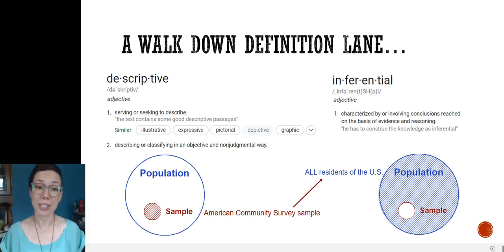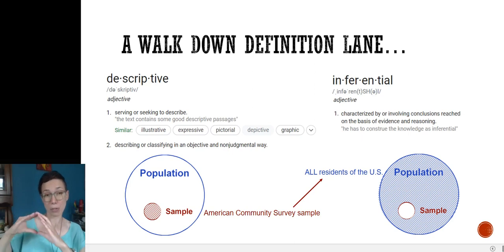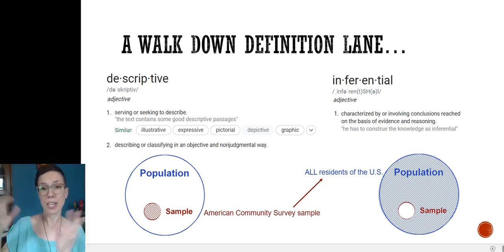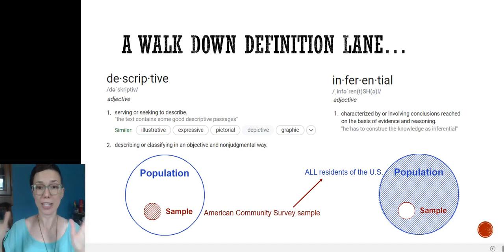Most often we see examples like the American Community Survey where we're having a much smaller sample, we're having a much smaller group within the population. We're applying statistics, we're doing the fancy statistical calculations, and we're generalizing those results more broadly outwards. We're expanding those results to apply to all residents of the United States. So we will be coming back to those terms for sure.